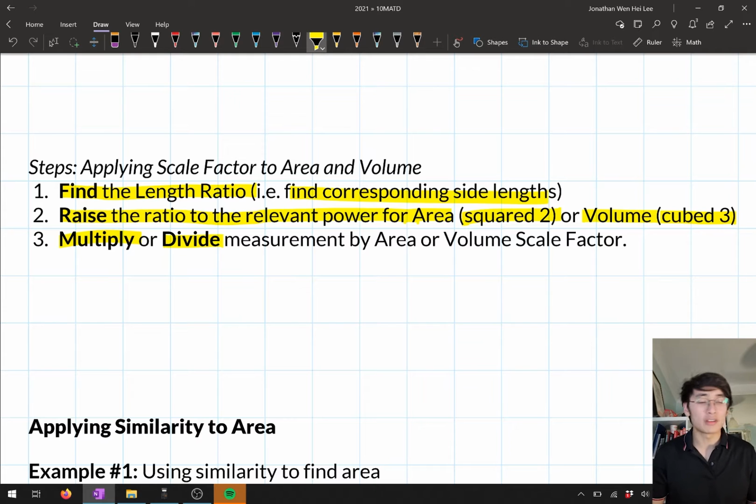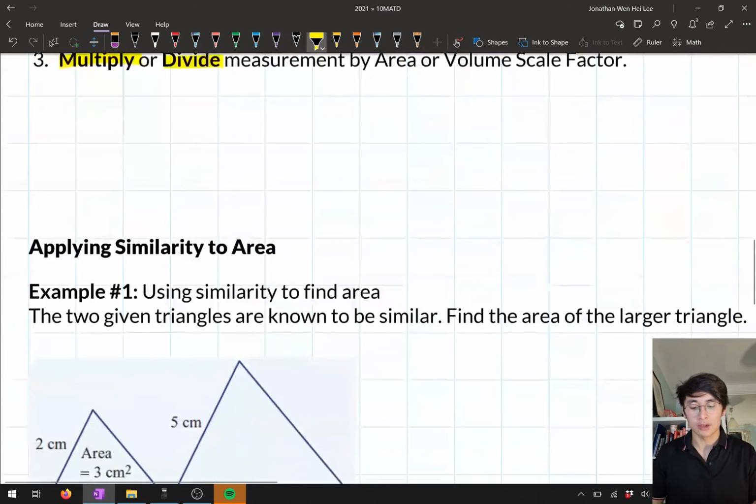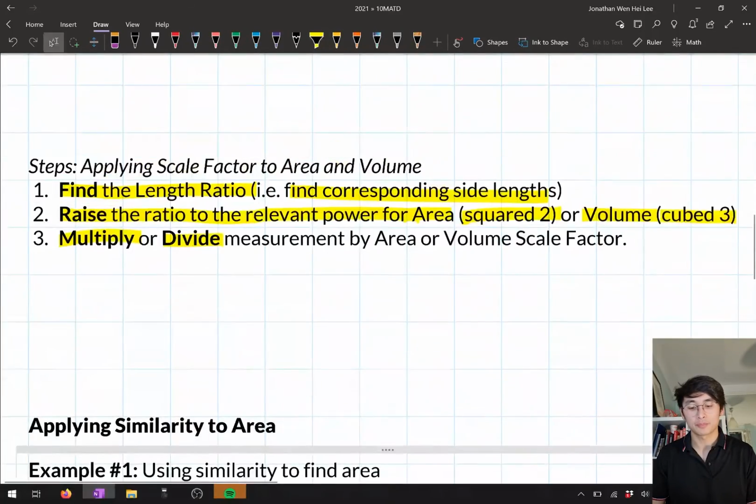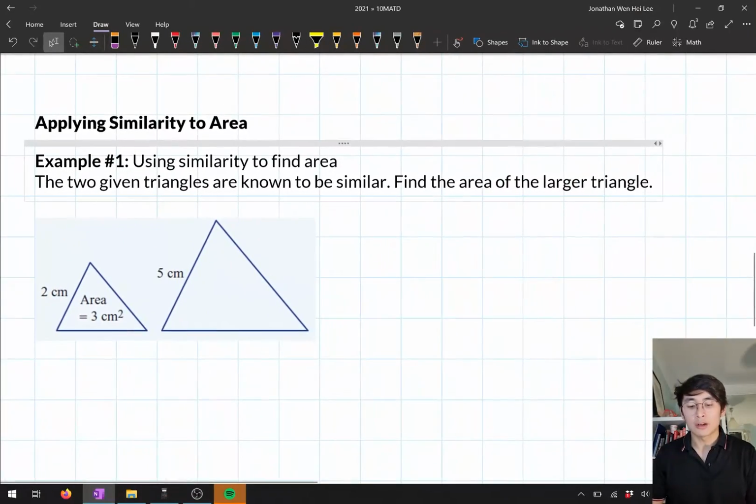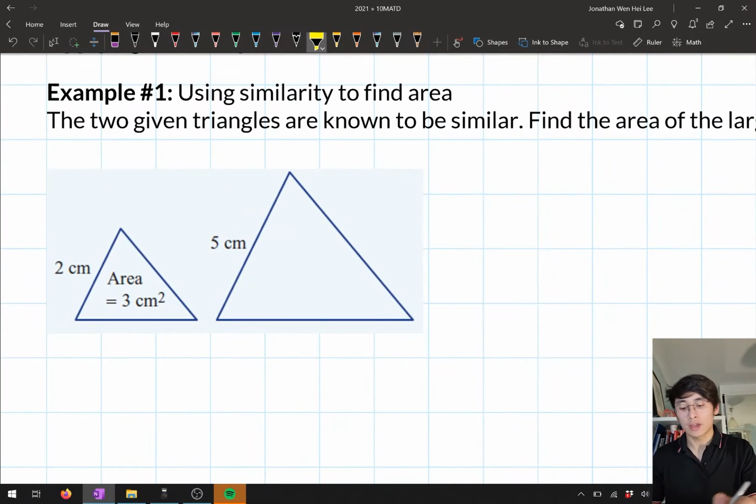So let's have a go at a couple of examples. Applying similarity to area: using similarity to find area. Here we are given two triangles that are known to be similar. Find the area of the larger triangle. The first triangle has an area of 3 centimeters squared, with a measurement of 2 centimeters, and in my larger triangle I have a measurement of 5 centimeters. To find the area of the larger triangle, we are going to use the length scale factor and work from there. First of all, we find the length ratio.